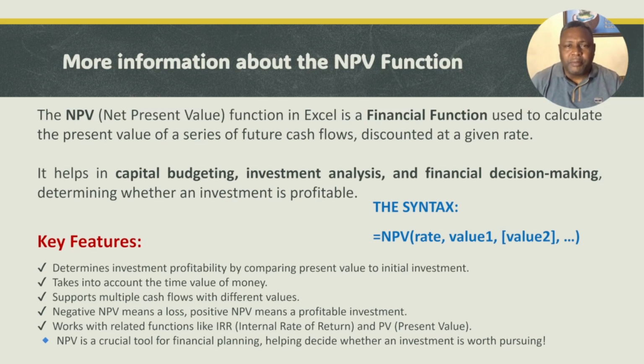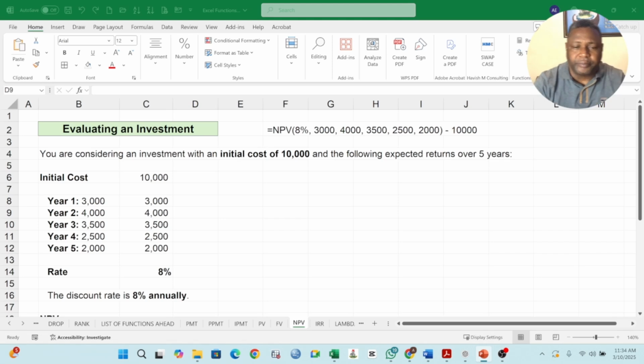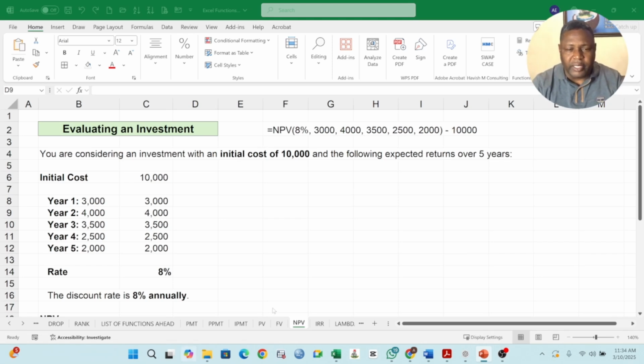Then the NPV works with the internal rate of return function and of course the present value. Okay, the NPV is a crucial tool for financial planning, helping decide whether an investment is worth pursuing if the investment is profitable. Okay, so now let's go into the Excel sheet and see how this can be achieved.